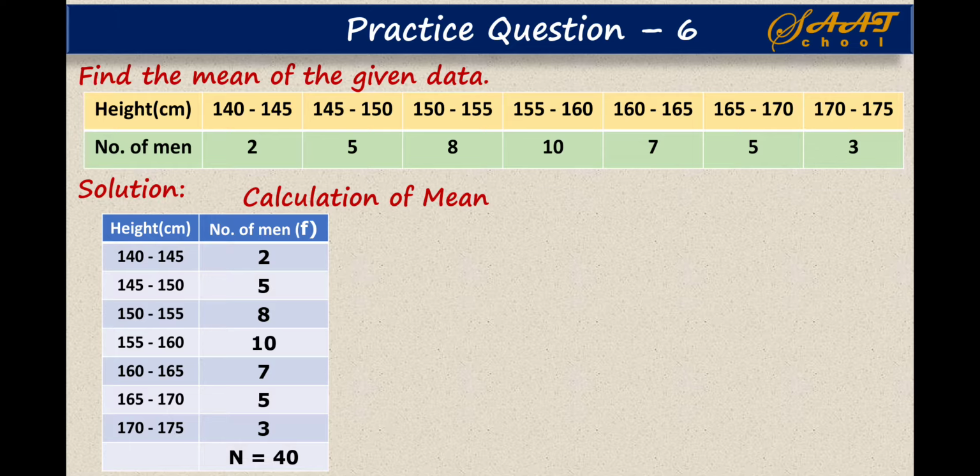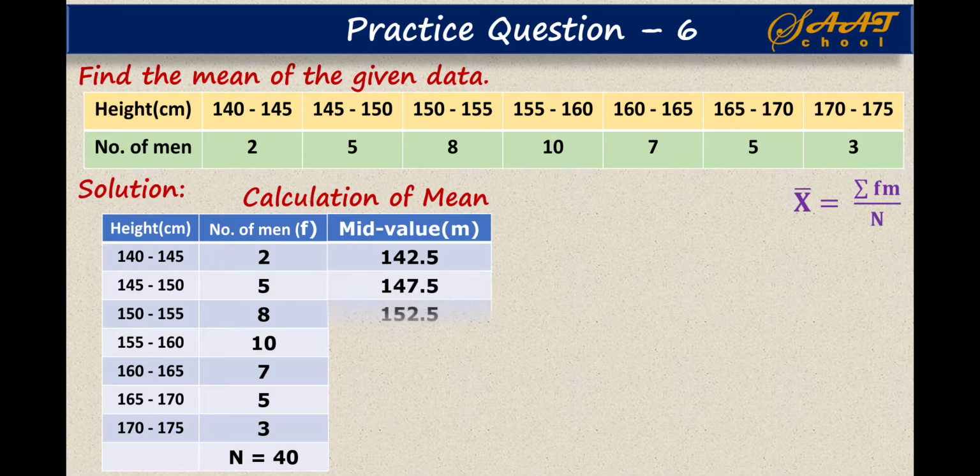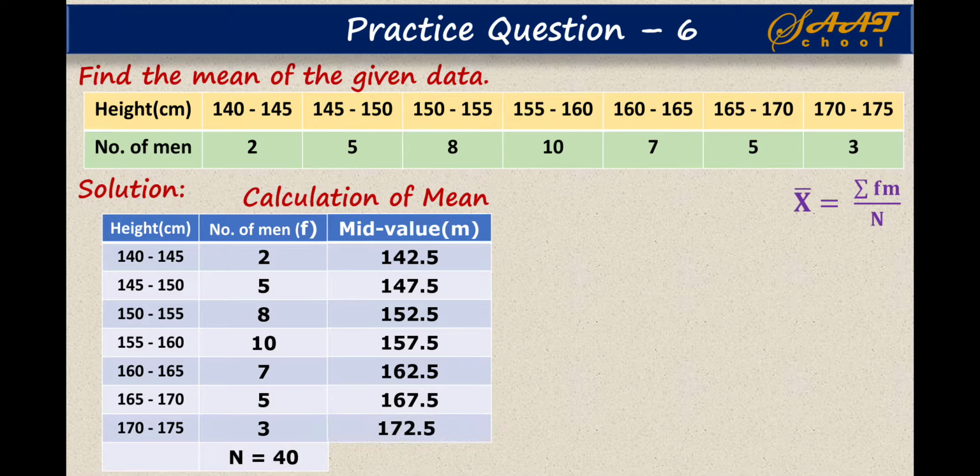Now to find the mean of a continuous series, we use the relation where mean equals the sum of fm divided by n. Here m in the relation is the mean value of the given class interval. We have a class interval of 5. To find the mean value of the class interval, we simply add the lower limit and upper limit, and then divide by 2. Meaning to find the mean of the first class, which is 140 to 145, we add 140 and 145 and then divide by 2. In each class interval, we add the lower limit and upper limit and then divide by 2. This is how we find the mean value.